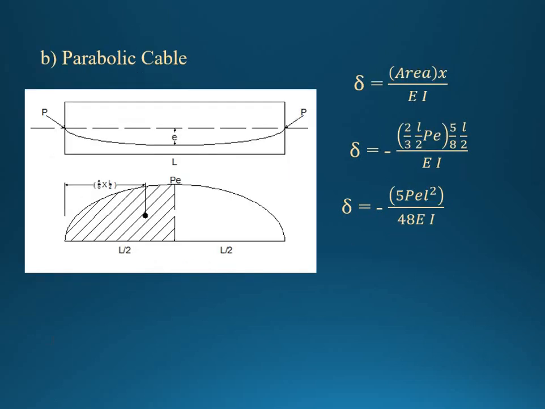The next case is parabolic profile. As it is a parabolic profile, it is present below the neutral axis. The eccentricity at the supports will be 0, but eccentricity at the center will be there. As we know, deflection formula is delta equal to area into centroidal distance by EI. As it's a parabolic profile, the bending moment will be hogging kind, and the sign convention for this is negative.